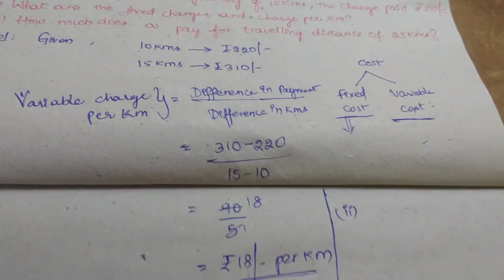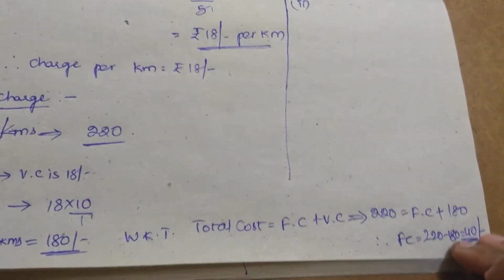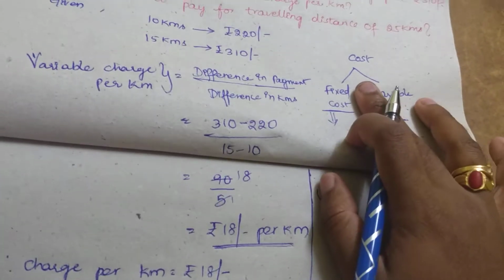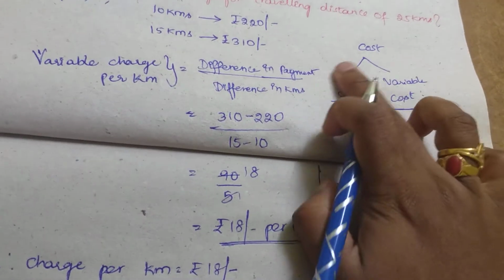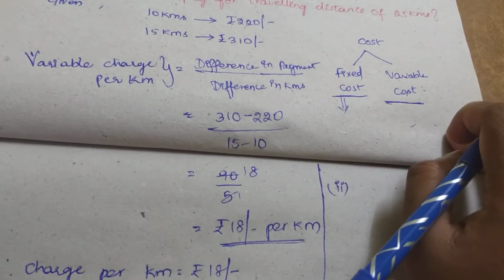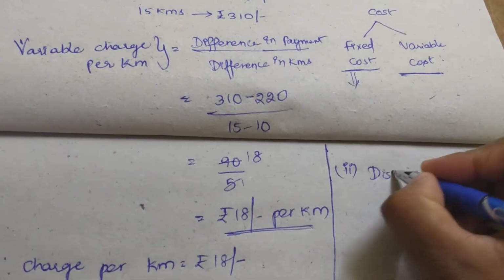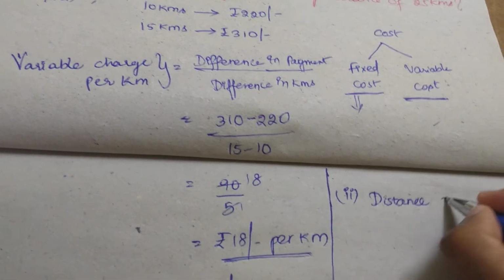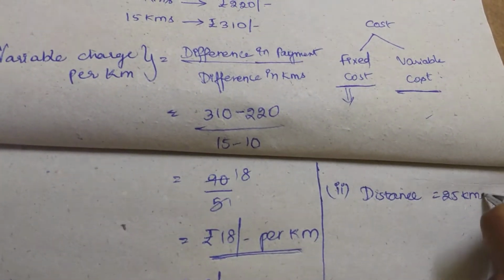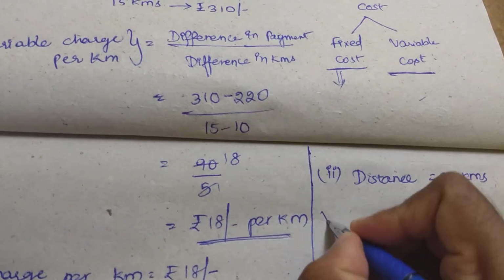The second sub question. Here fixed cost, what did I tell you in the concept? Fixed cost remains the same irrespective of how much distance we travel. Here how many kilometers did they tell? Here distance is 25 kilometers. Correct. First let us find variable cost.